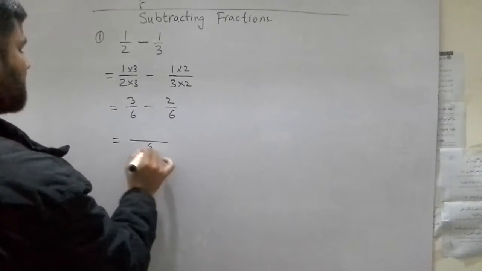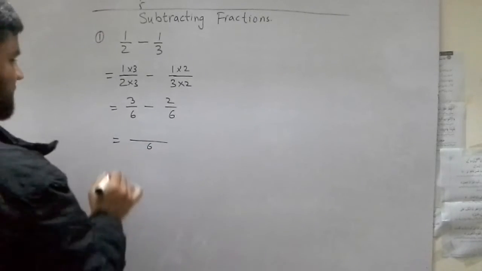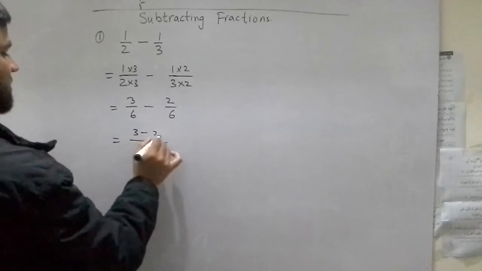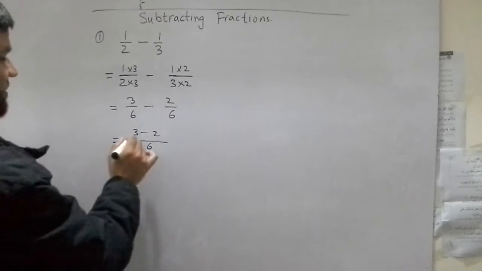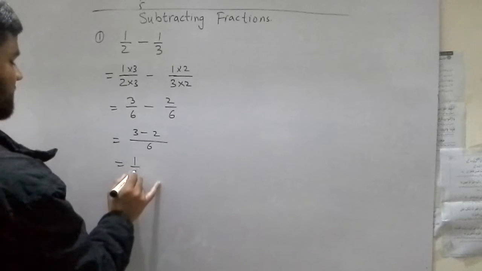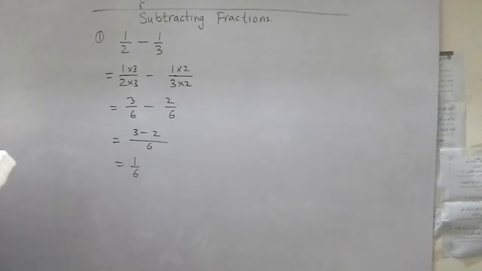Our common denominator, which is LCM, is 6, so we can now take away the numerator. So 3 take away 2, which is 1 over 6. This is our proper fraction.